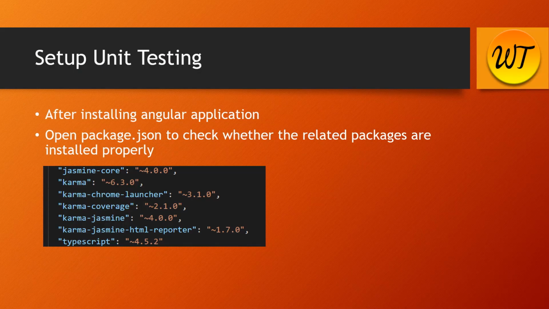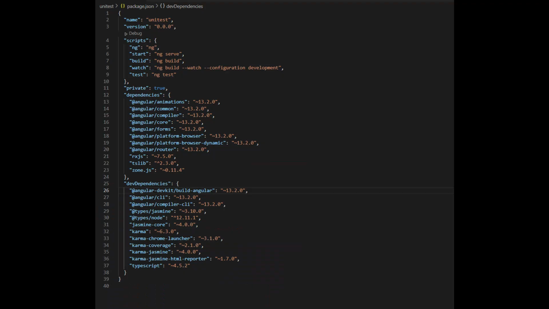Here we are going to see how to set up or configure the unit testing. After creating the new Angular project, we can check whether the correct dev dependencies are added for unit testing. For that, we have to open package.json. Inside package.json, we have to check for jasmine-core, karma, karma-chrome-launcher, and karma-coverage. These are all the packages for unit testing. Here is how the package.json looks.